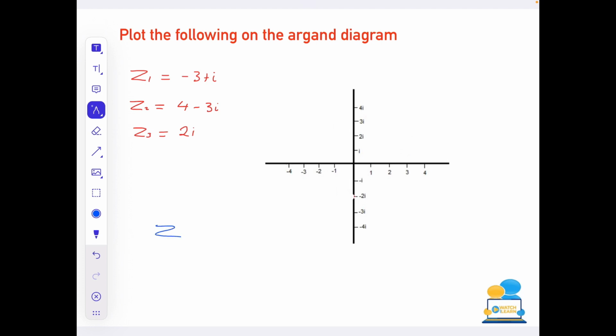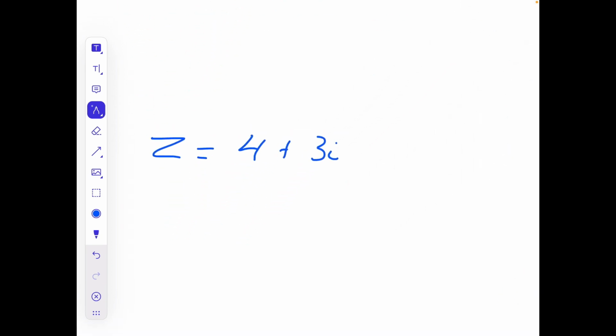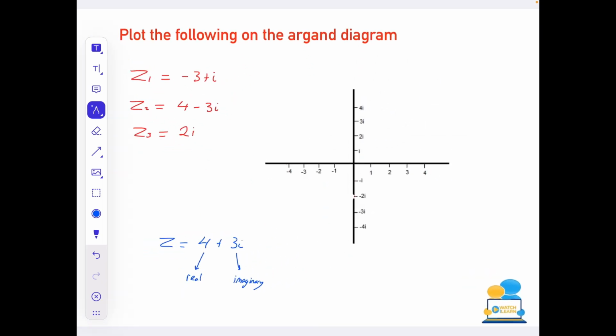Complex numbers, we tend to call them the letter Z. Can be W sometimes too, but they're usually Z is equal to some number, so we'll say 4 plus 3I. That's a random complex number I've just made up. What a complex number actually is, is a number that's made up of a real part and an imaginary part. For ordinary level, that's really all you need to know.